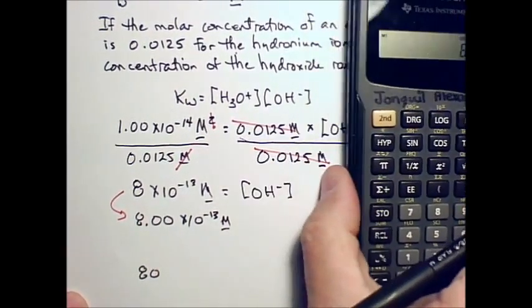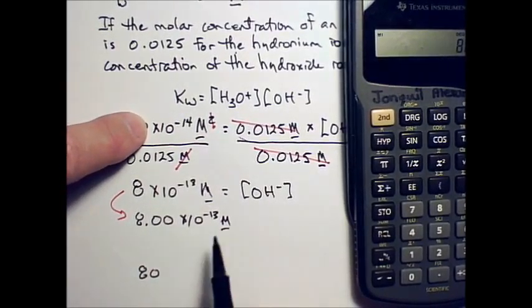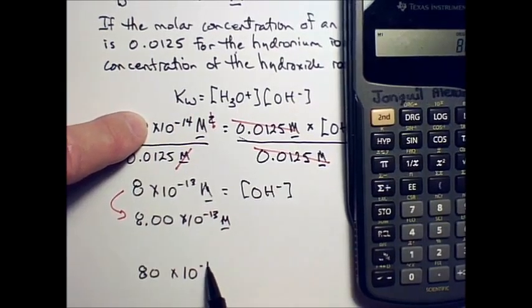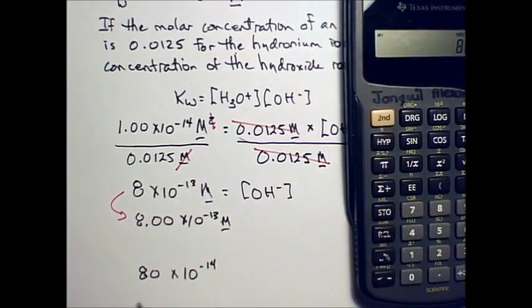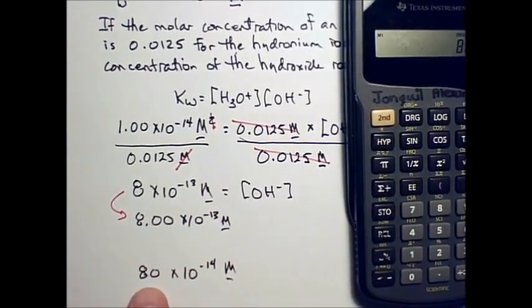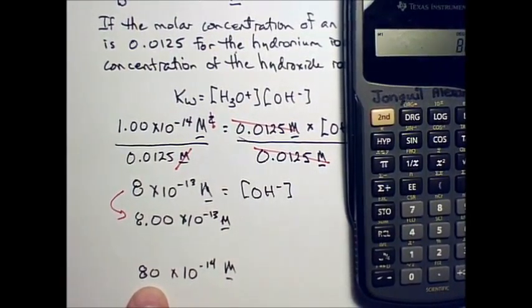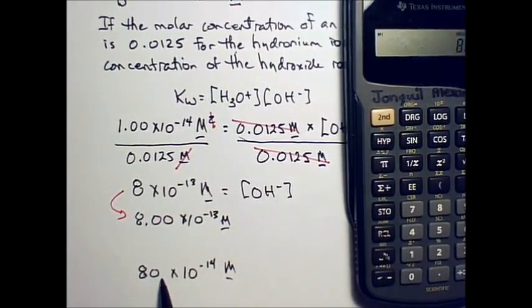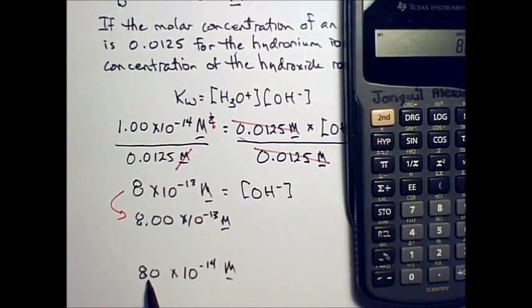Now I'm going to take times 10 to the negative 14, because I haven't done anything with this. Now, this is not in scientific notation. To put it in scientific notation, I need to move the exponent one place to the left, and this changes to a negative 13. That gives me the same answer.